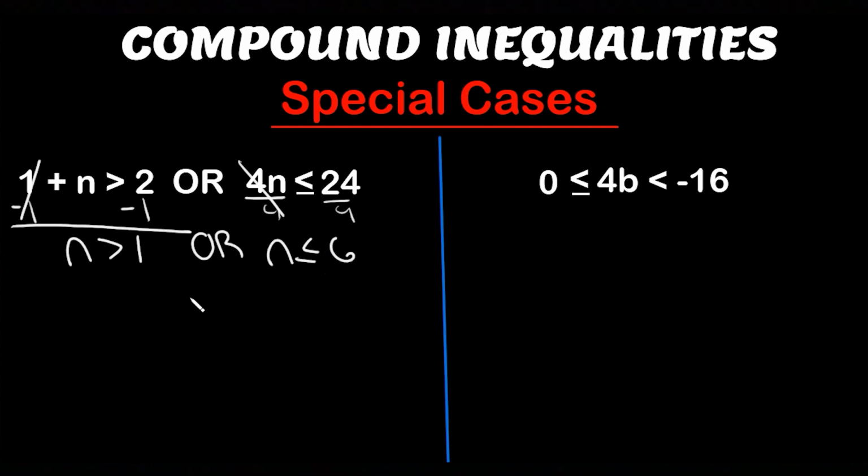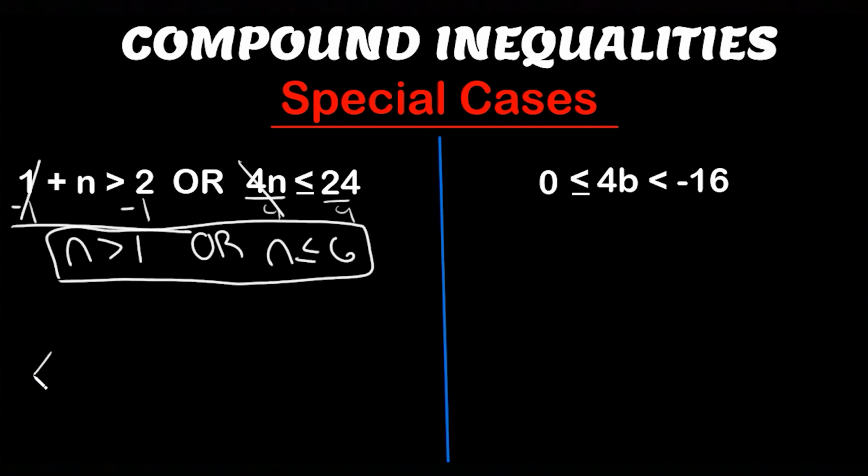Now, you have to think about this statement logically. This is going to be my final answer, right? What this is saying is all real numbers that are greater than 1 or all real numbers that are less than or equal to 6. So if I were to graph that on a number line, how does that look? Well, let's take a look. I have 0 right here. Here I have 1. Here I have 6.